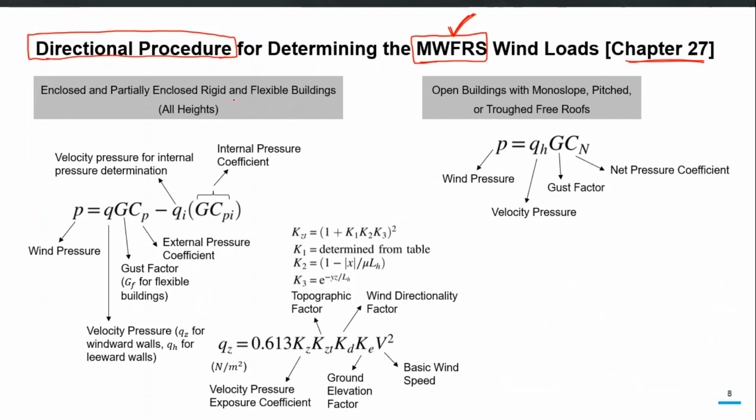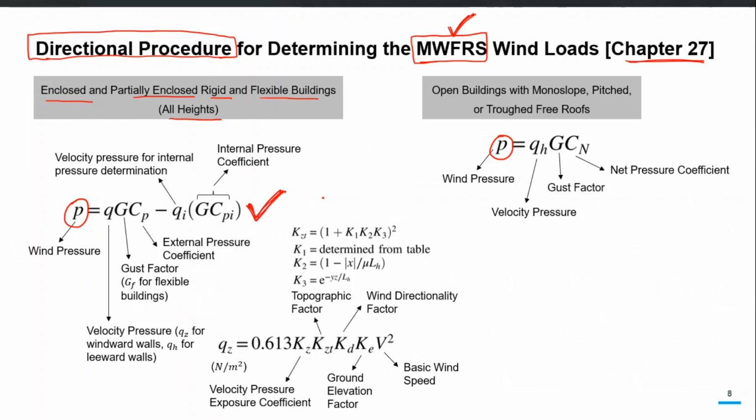So we have two equations which can be used to determine the wind pressure. So let's quickly go through the notation first. P is the design wind pressure, which is our ultimate output which we want to calculate for each of our exposure surface. And this also is the same thing, but this expression on the left hand side is applicable to enclosed and partially enclosed rigid and flexible buildings of all heights. So this expression, this one, is applicable to enclosed and partially enclosed.